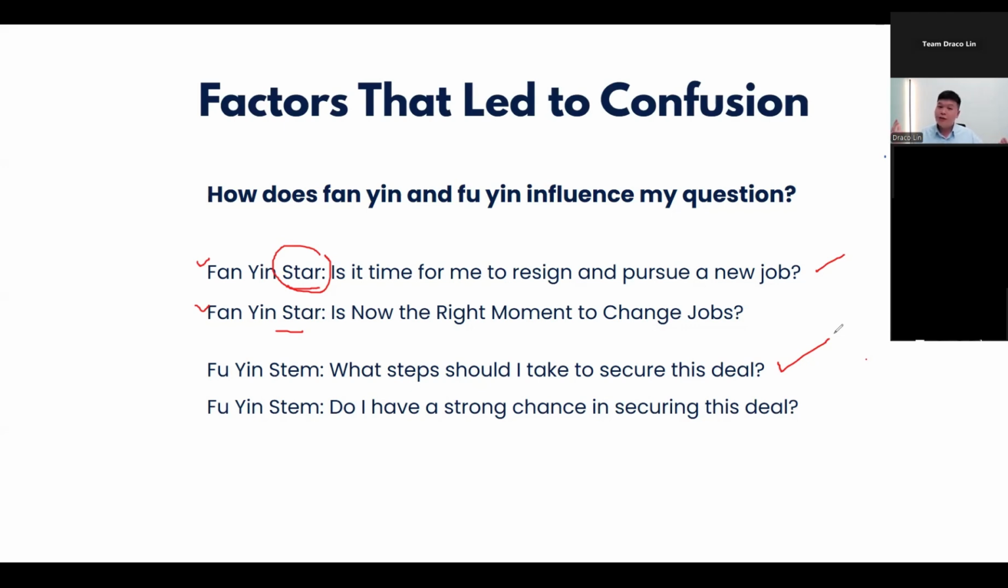So these are two different questions. Think about it first. Don't fall into the trap of swaying. So about securing the deal, the answer can be yes, I have a strong chance in securing the deal. Then again, depending on the chart and situation, it can vary. Okay, so you're saying yes, right? Your answer is yes. Okay, good, I like it.